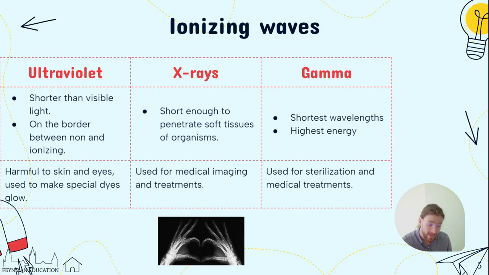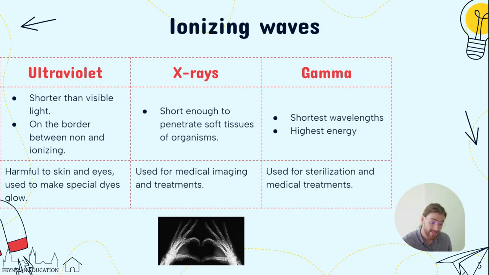Okay, then we have X-rays, short enough to penetrate soft tissue in organisms, but not short enough to penetrate bone. So kind of like sonar, it's going to hit that bone, it's going to bounce off. And bouncing off is going to be picked up by the X-ray. We are then able to visualize bones, but not your organs. Okay, for that we're going to need a CAT scan, which is a whole different other ball game. Okay, so it's used in medical imaging and treatments as well.